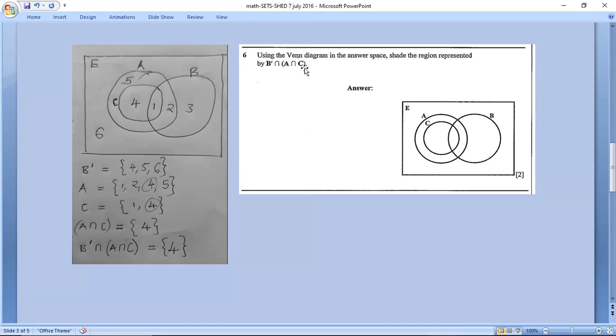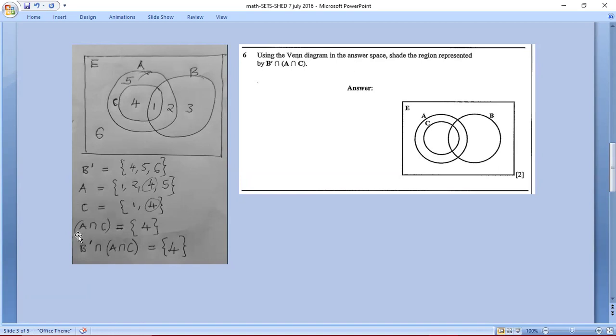Now I want to deal with the brackets. Remember BODMAS. Let's compress this A intersection C into one set. First of all, the members in A are 1, 2, 4, and 5. So 1, 2, 4, and 5 are the elements in A. Then in C, the elements are 1 and 4. The set of C, 1 and 4.